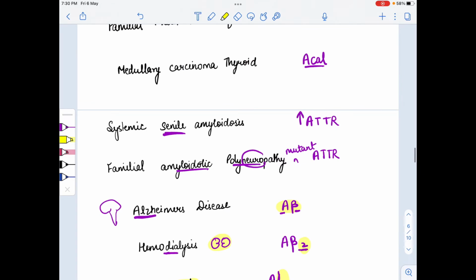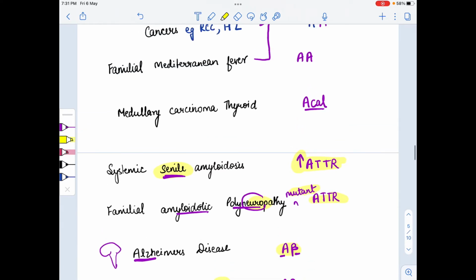Now for familial amyloidotic polyneuropathy, it means in neurons a mutation can happen. That's why it is mutant amyloid TTR. While in systemic senile amyloidosis, the age increases. That's why increased ATTR. Please remember, increased ATTR.